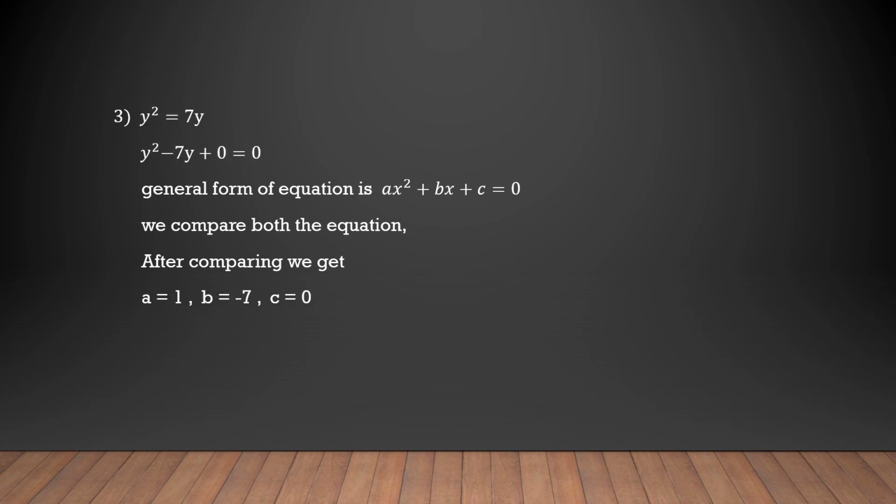Third equation, y square is equal to 7y. Here we arrange the equation in the form of ax square plus bx plus c is equal to 0. So here we write this equation like this: y square minus 7y plus 0 is equal to 0. Then we compare this equation with ax square plus bx plus c is equal to 0. After comparing, we get a is equal to 1, b is equal to minus 7 and c is equal to 0.